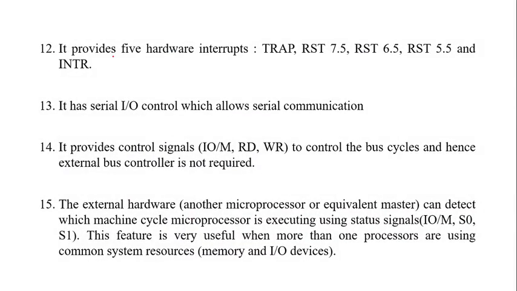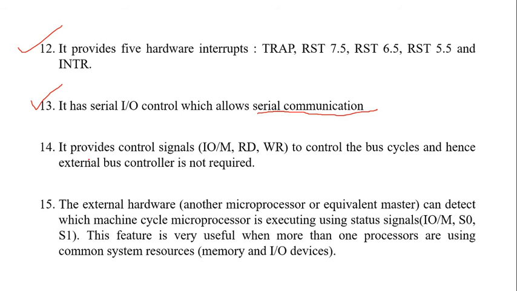Next, it provides 5 hardware interrupts that are TRAP, then RST 7.5, RST 6.5, RST 5.5 and INTR. These are the interrupts that externally interrupt the hardware. Then, it has serial input output control, which allows serial communication. So whenever we are going to communicate our microprocessor with something like a GSM modem, at that time we are going to use the serial communication pins.